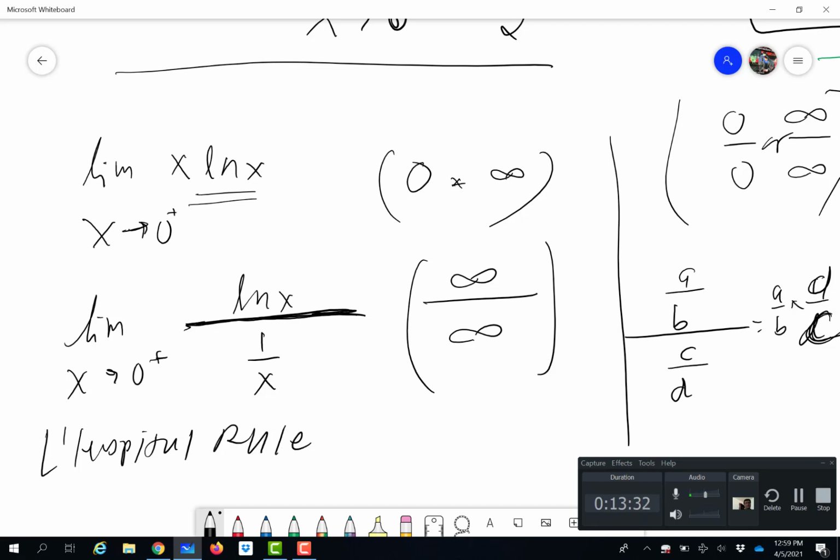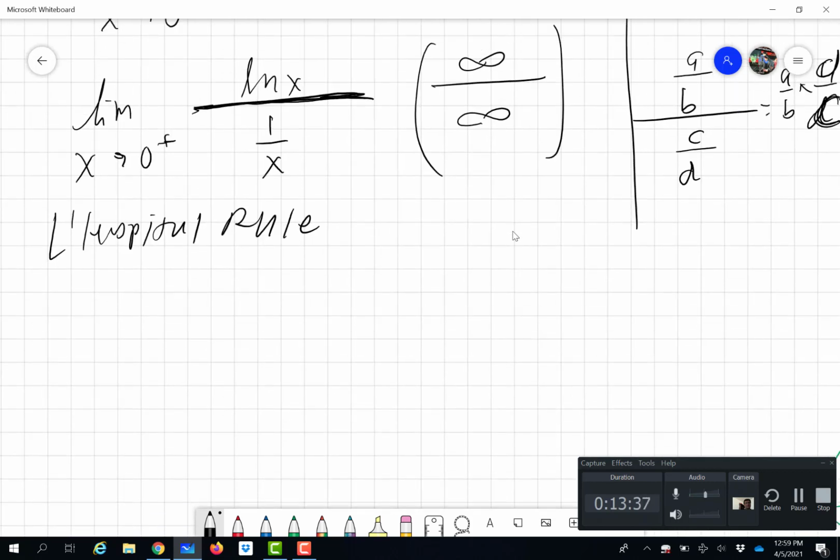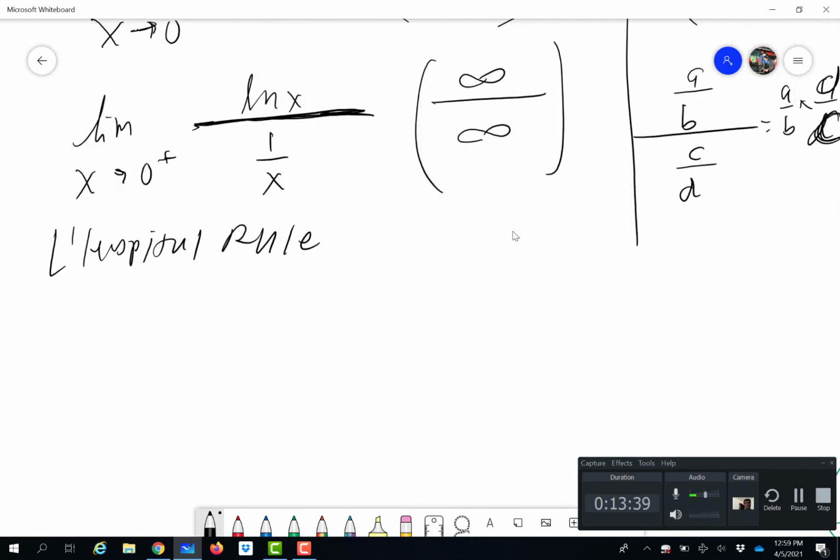Now you can use L'Hopital rule, right? So there you can use L'Hopital rule. Now what happens? The derivative of the top part, the derivative of ln of x, is 1 over x, whole over the derivative of 1 over x. What is 1 over x? This is x to the power negative 1, right? What is the derivative of x to the power negative 1? Negative 1 times x to the power negative 1 minus 1.